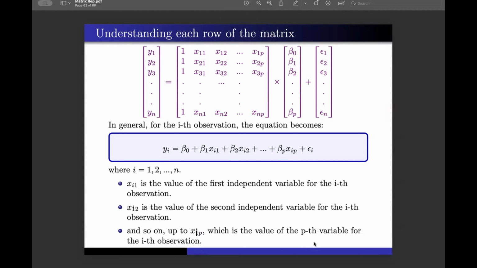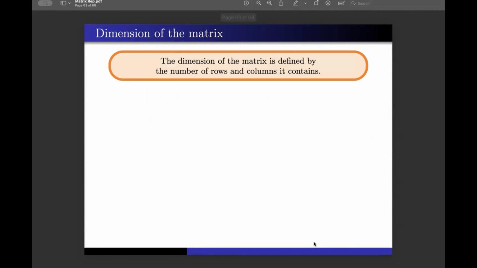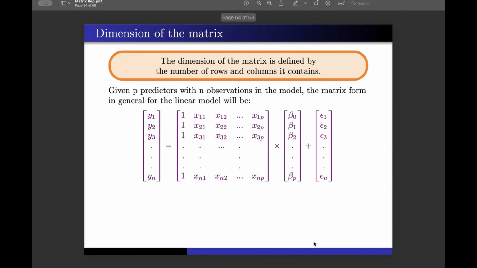Perfect. So this is how we write the matrix representation of any given linear model. Now, since we know the matrix representation, there is one more important thing we should know about, which is the dimension of each of the matrices we have discussed. The dimension of any given matrix is defined by the number of rows times the number of columns. So given p predictors and n observations in the linear model, this is how we write the matrix representation of that linear model in general.